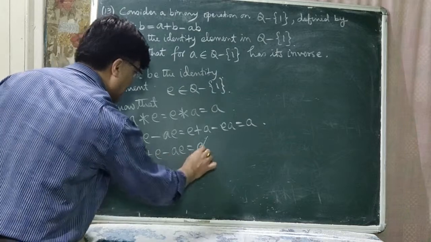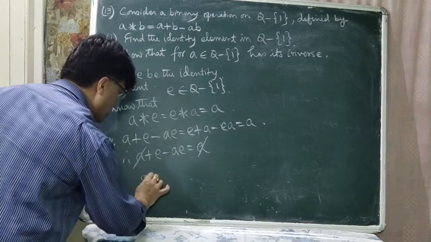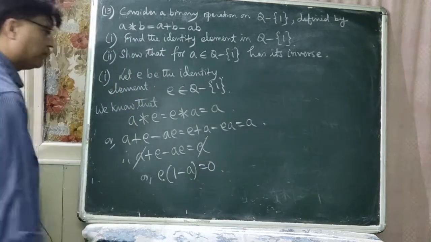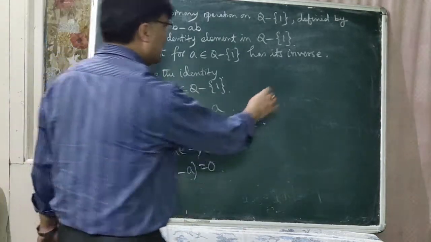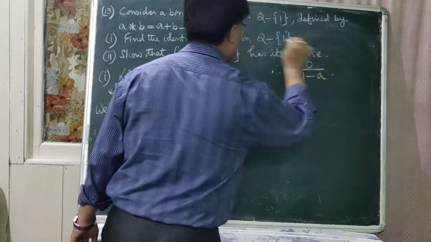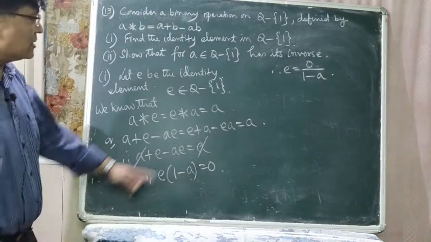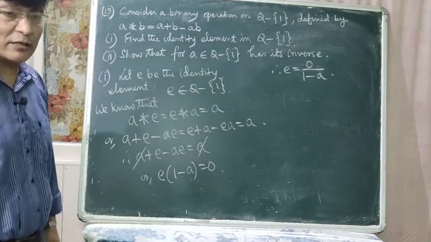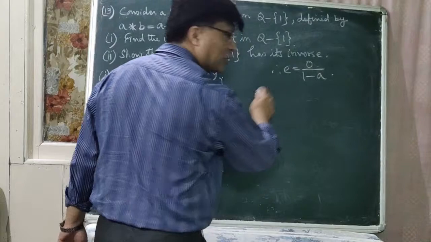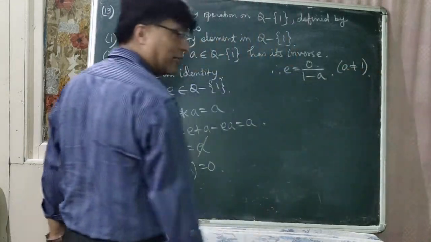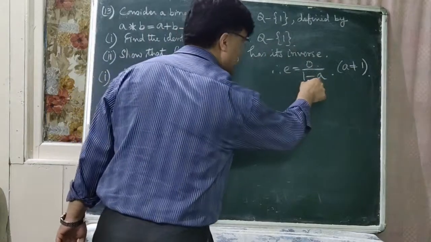So here A gets cancelled. So what is common out here? E within bracket 1 minus A is equal to 0. Right? So what is the value for E now? So E is equal to 0 upon 1 minus A. Since 1 is excluded from the set of rational numbers, that means A not equal to 1 in this case. So A not equal to 1. Okay. If A is equal to 1, then this is meaningless.